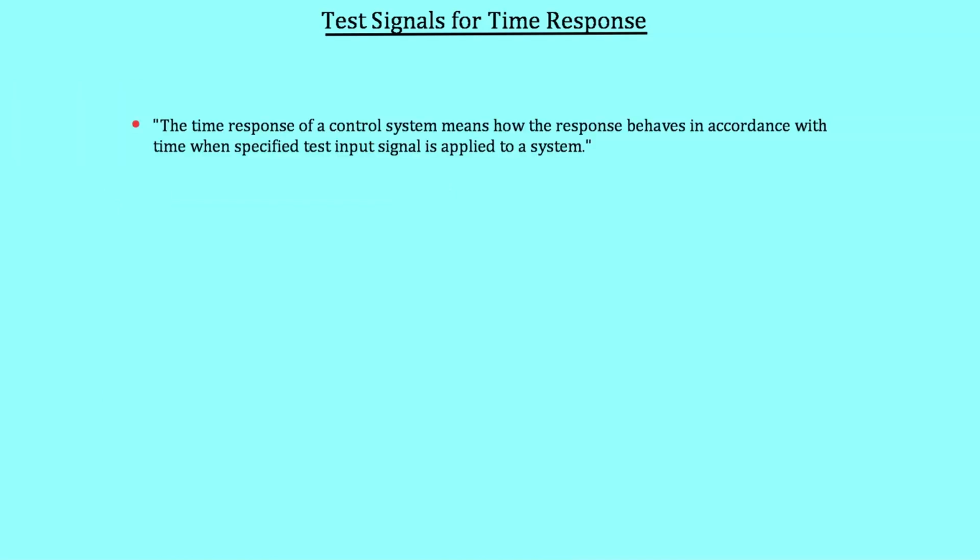The time response of a control system means how the response behaves in accordance with time when a specified input test signal is applied to a system. The response, when we talked in the first unit, was divided into two components, zero state response and zero input response. But here you have to drop that completely, as we will be dividing the time response into two components, the transient response and steady state response.